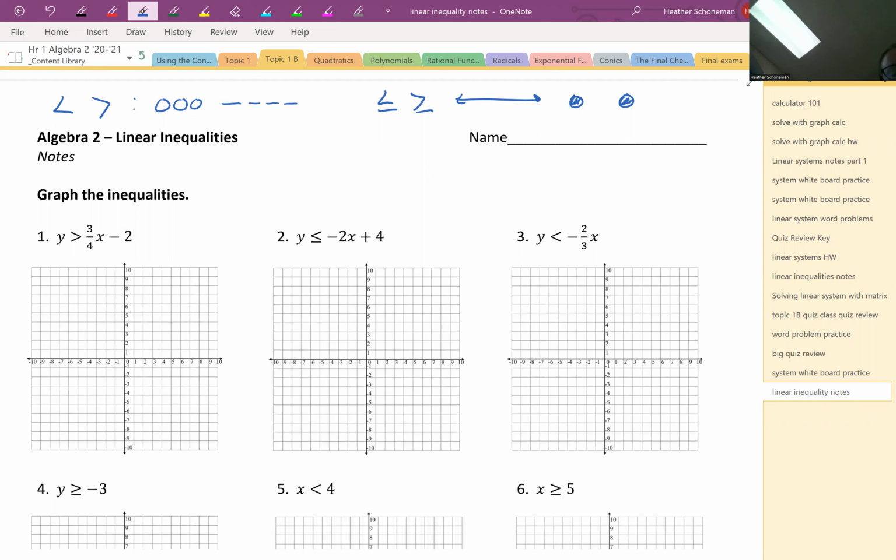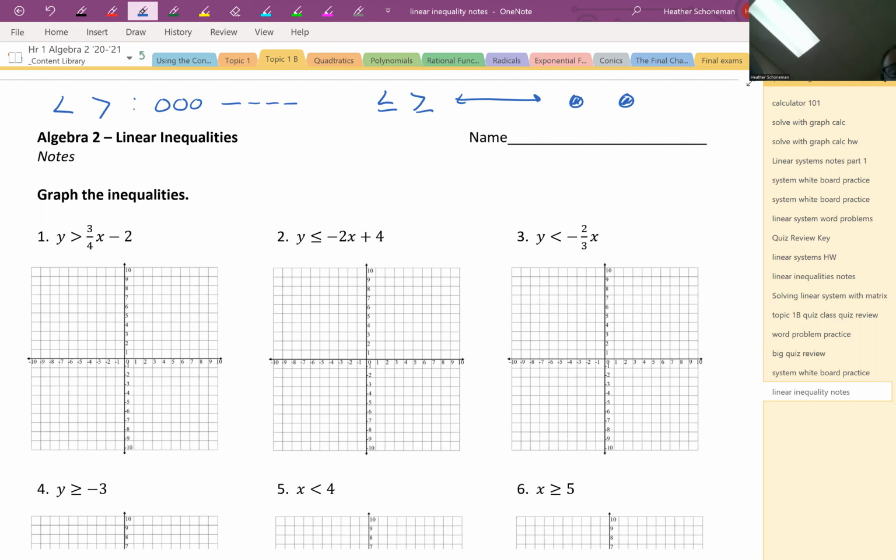Okay, when we graph these, anytime it's got a less than or greater than, we're going to have open circles and dashed lines. And if we have a less than or equal to or greater than or equal to, it's going to have a solid line with closed circles. So now that we know that, we're going to start graphing some of these.